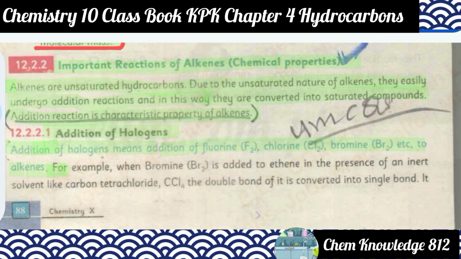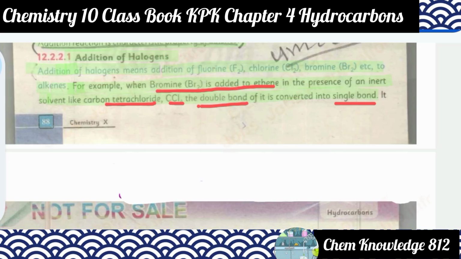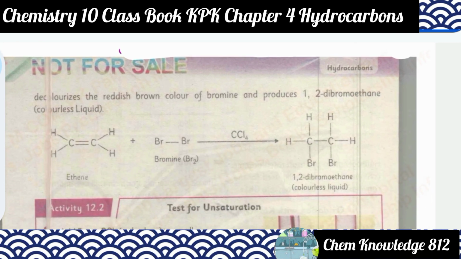So for example, when bromine is added to ethene in the presence of an inert solvent like carbon tetrachloride, the double bond of it is converted into single bond. तो अगर हम एडिशन रिएक्शन में ब्रोमीन को इथीन में ऐड करेंगे, तो इन द प्रेजेंस ऑफ कार्बन टेट्राक्लोराइड, जो डबल बॉन्ड होगा वो कन्वर्ट हो जाएगा सिंगल बॉन्ड में. तो यानी यहाँ पर नीचे दिखाया गया है, ये हमारे पास इथीन है, एल्कीन, having double bond, and this is the bromine.